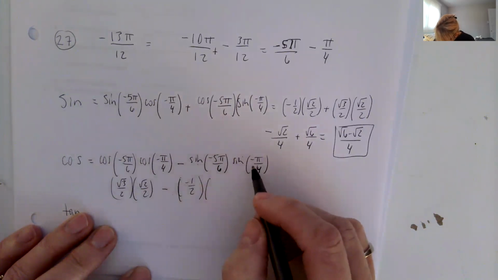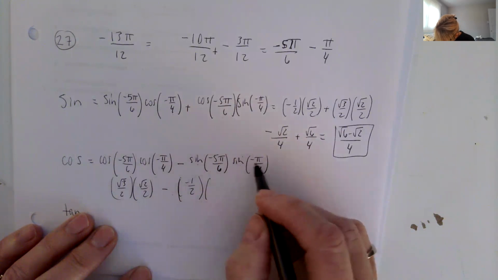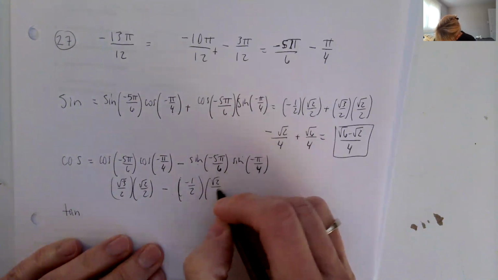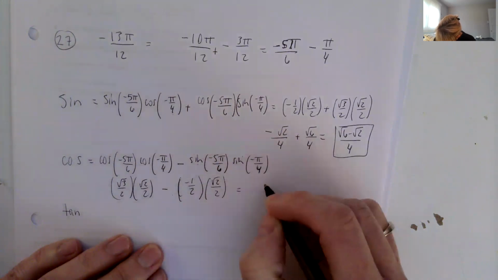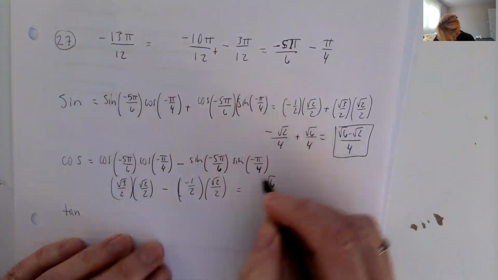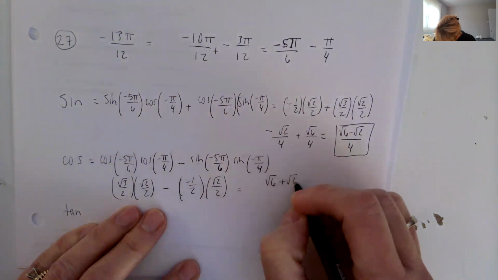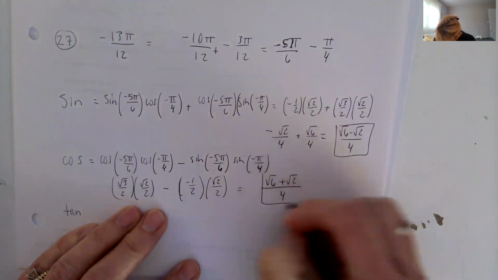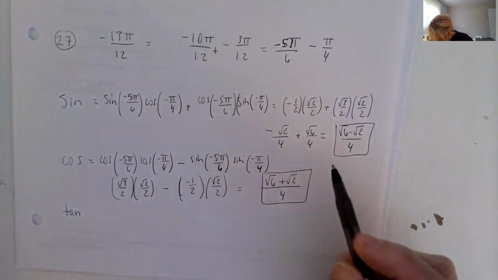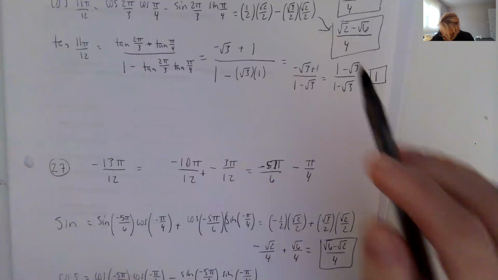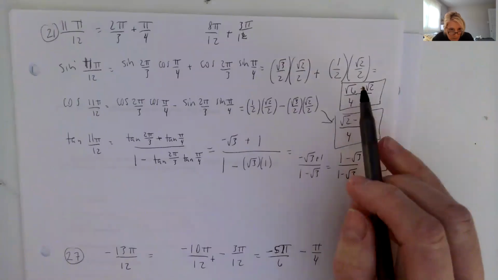And sine at negative pi over 4 is square root of 2 over 2. So this becomes square root of 6. That's a negative times a negative. So it's a positive square root of 2 all over 4. So that is similar to the one that we had up here in 21. The sine.